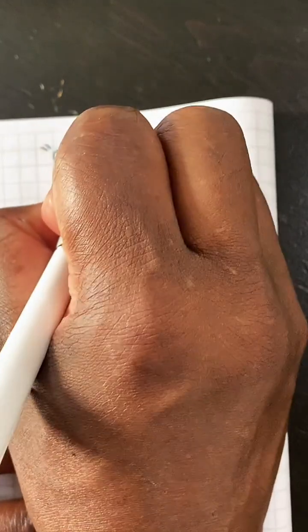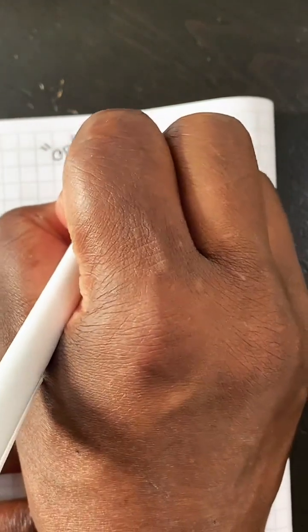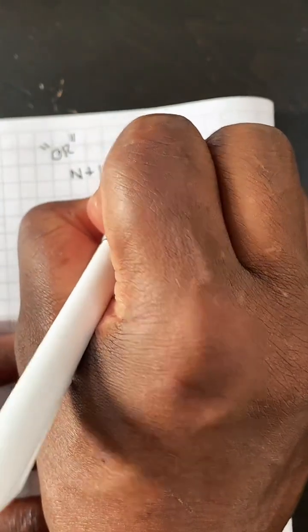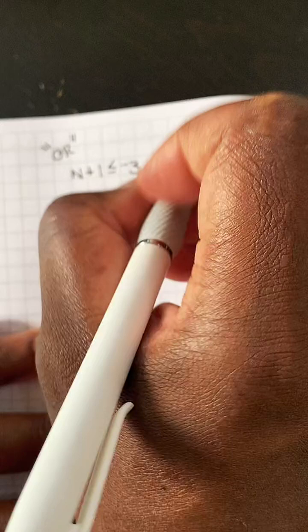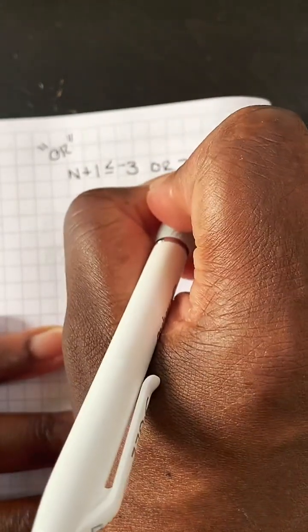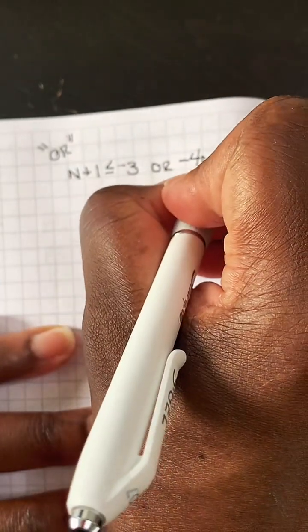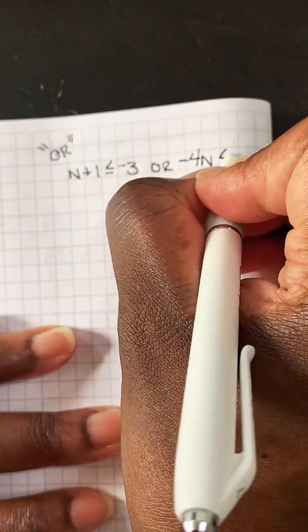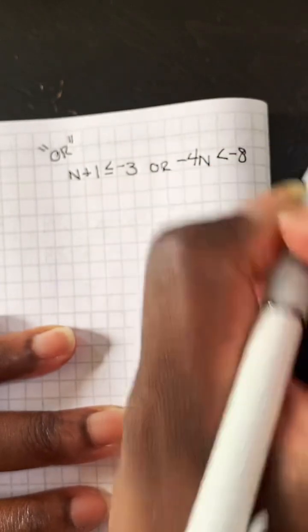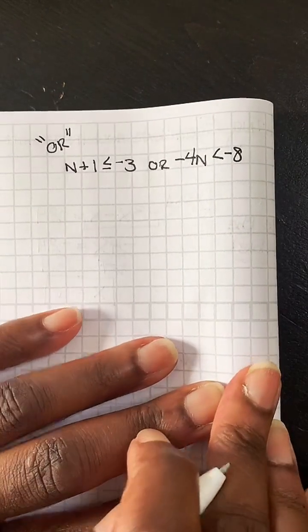So let's say we have n plus 1 is less than or equal to -3. Or, so if you're asking how do you know it's an or statement? It'll actually say the word or. Sometimes with the and statements, you'll just see two inequality symbols, but the or, they always say the word or.